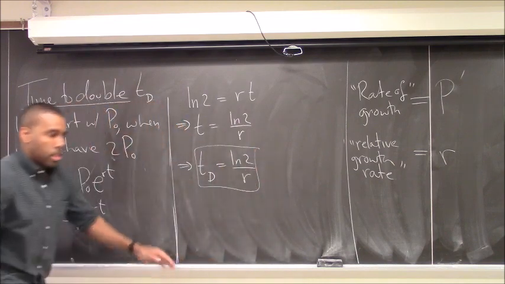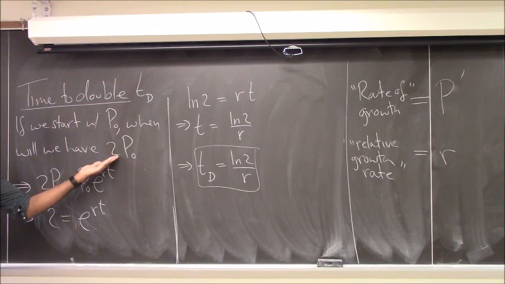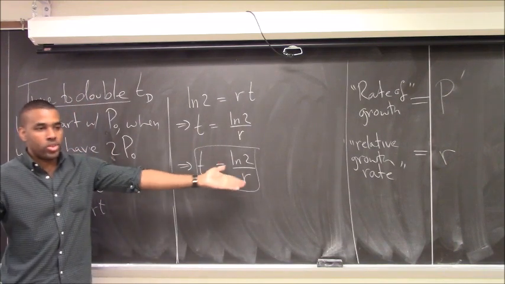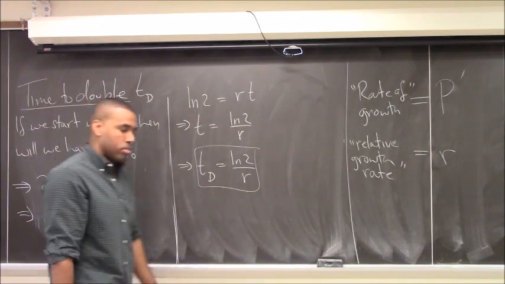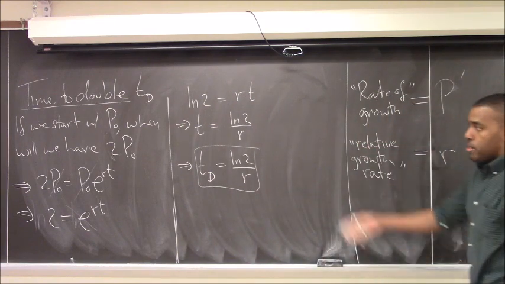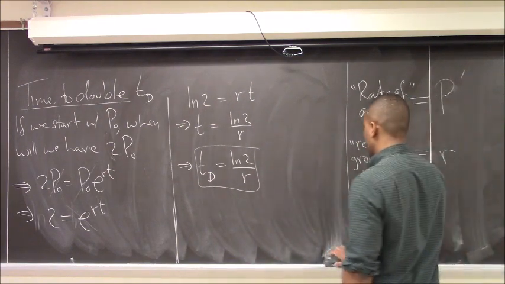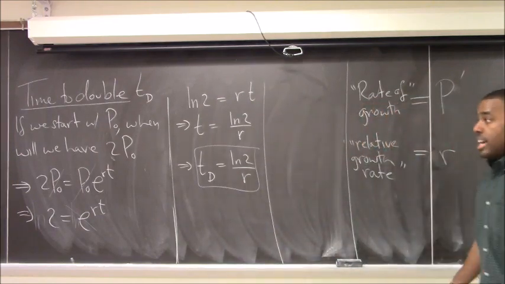And there's nothing special about the 2 per se other than it's double. If I wanted the time to triple, I would just put a 3 here and you'll have ln3 over R. The time to quadruple, ln4 over R. The time to become 5 times what you had before, ln5 over R, and etc. Right? But doubling time is something that we often care about, so that one I decided to mention the specific formula. Decay is very similar.